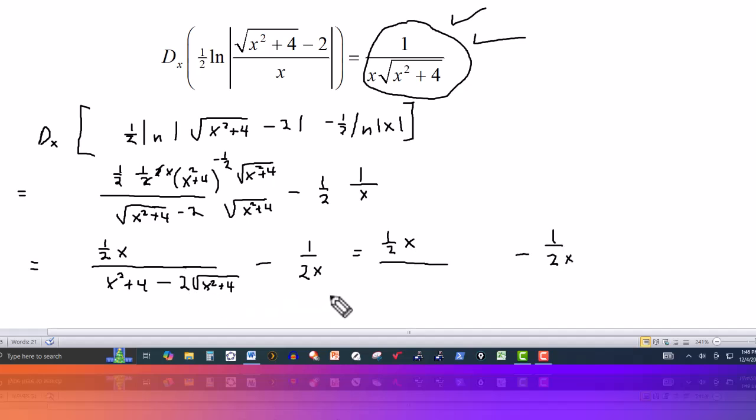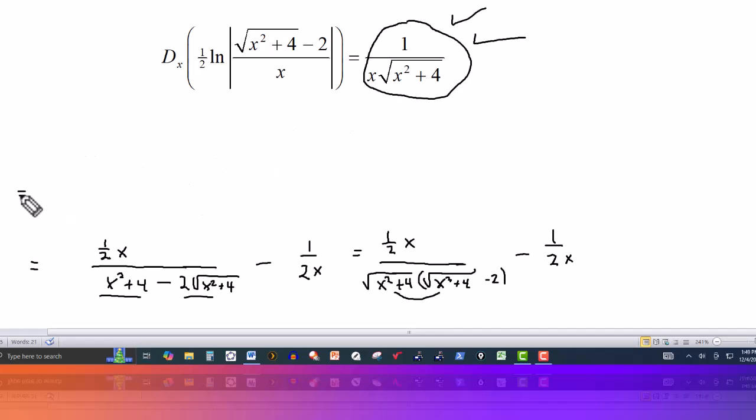Now in the denominator, I'm going to factor out the square root of x squared plus 4. So what's that going to give me? So factoring the square root of x squared plus 4 from the denominator leaves me the square root of x squared plus 4 in the parentheses here, minus 2. Notice if I multiply these two out, that gives me the square root of x squared plus 4 squared, which would leave me with x squared plus 4. And then the square root of x squared plus 4 times the minus 2 gives me this part. So that checks out.